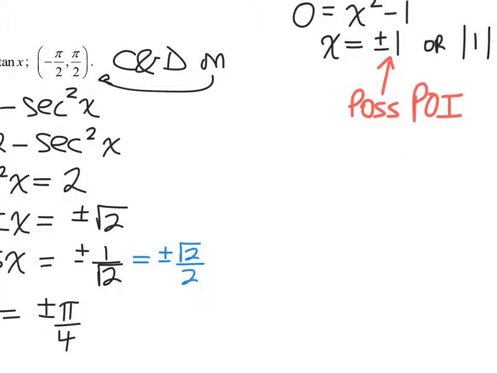Just so you can see what it looks like, and for me to quality control myself and make sure I'm not making stuff up here, let's do 1 over 0 equals 2 minus secant squared x.